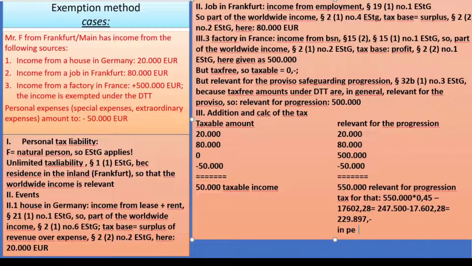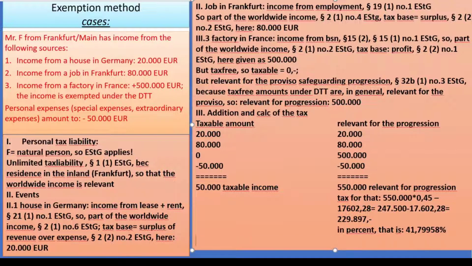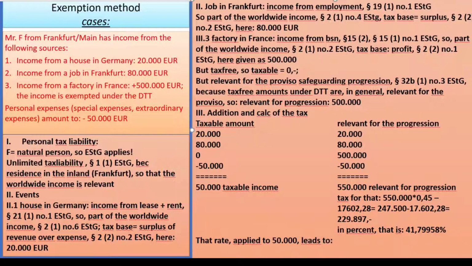And now in percent, that is that divided by 550,000. That's 41.79958%. So that rate applied to 50,000 leads to 20,899.79, so rounded down 99.